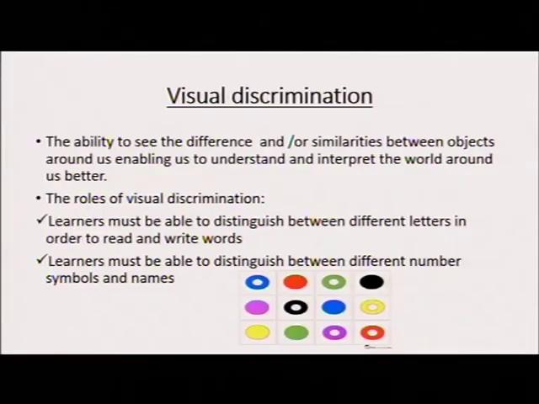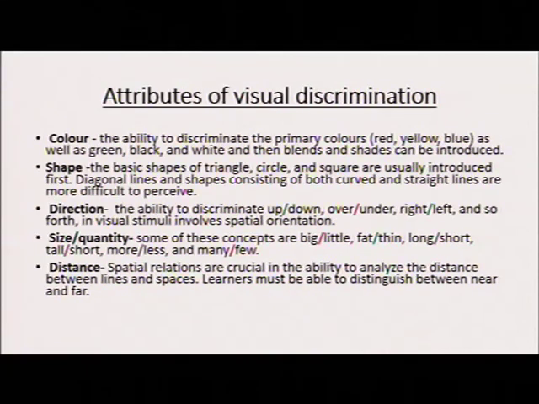What are the roles of visual discrimination? Learners must be able to distinguish between different letters in order to read and write words. And learners must be able to distinguish between different number symbols and names. That is why visual discrimination is important. Right.